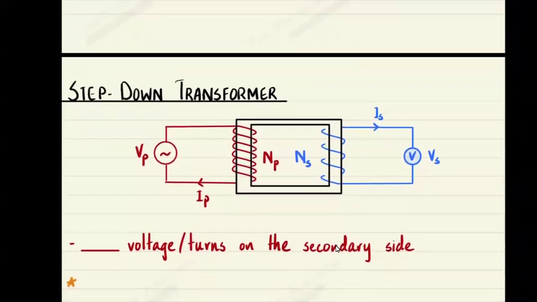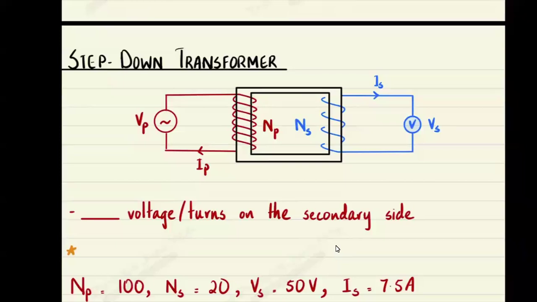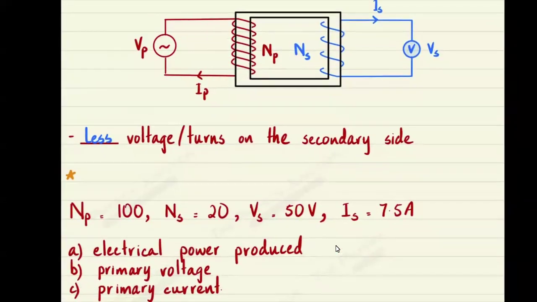What's a step down transformer then? Obviously, with a step down transformer, you need to decrease the voltage from primary to secondary. So you'd also need to decrease the turns. So this time you have less voltage and turns on the secondary side. And obviously this would mean more current on the secondary side.